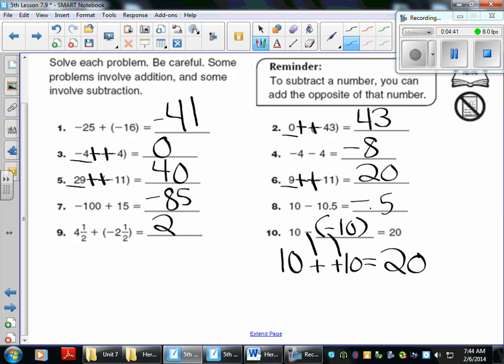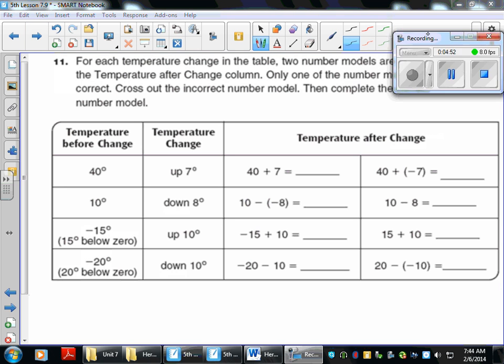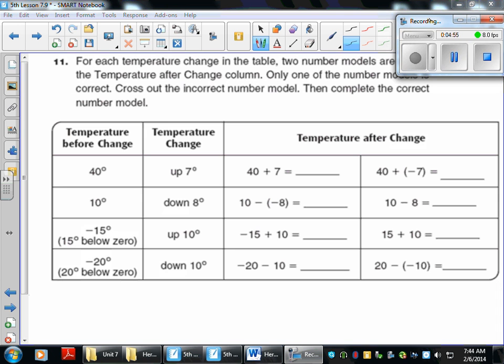Let's take a look at the next problem on this page. Number 11. Let's do the directions first. For each temperature change in the table, 2 models are shown in the temperature after change column. Only one of the number models is correct. Cross out the incorrect number model, then complete the correct number model.